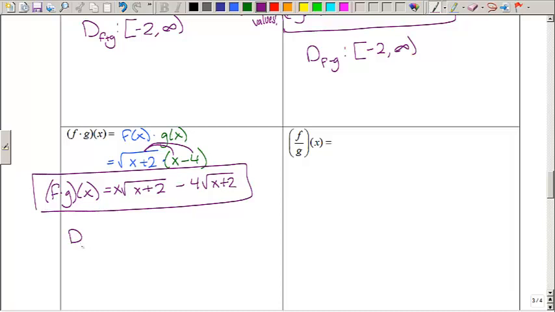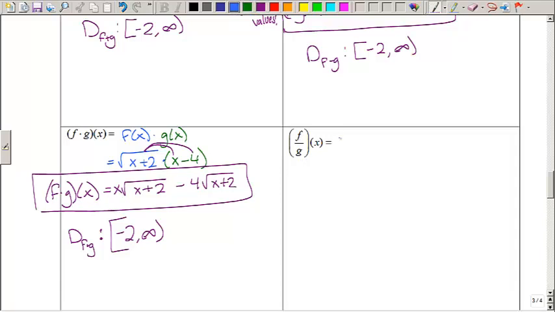My new domain of f times g, we start off with the intersection, which is -2 to infinity. Do I have any new bad values that I've created? Well, no, I haven't created any new bad values, which usually happens with the quotient, so my domain is just -2 to infinity.